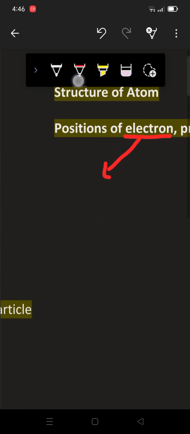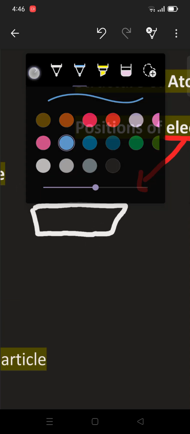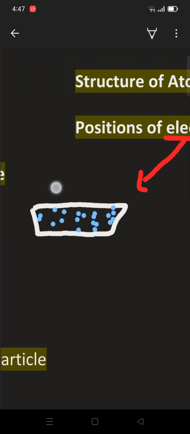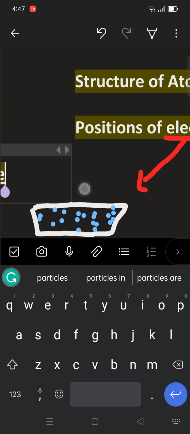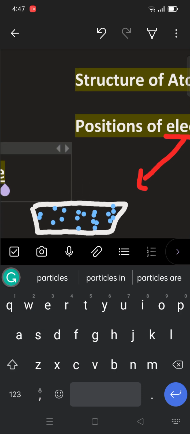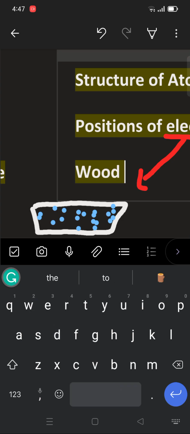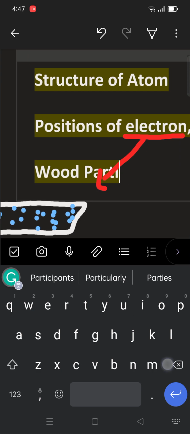So let's write here. As we know that electron is also known as a wood particle. So let's make wood particle here. This is a dish we have, and here inside this dish we have wood particle. Let's write wood particle. So this is basically wood particle.